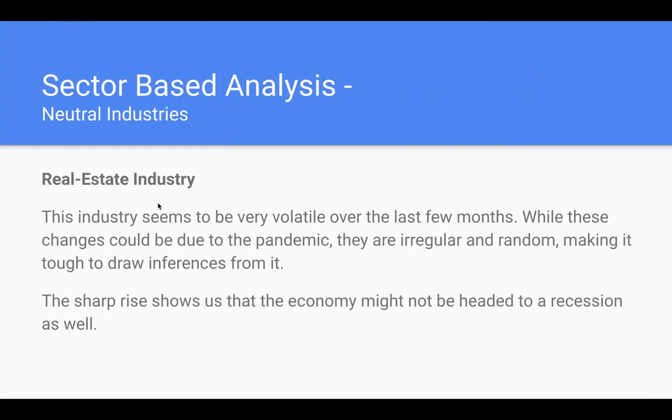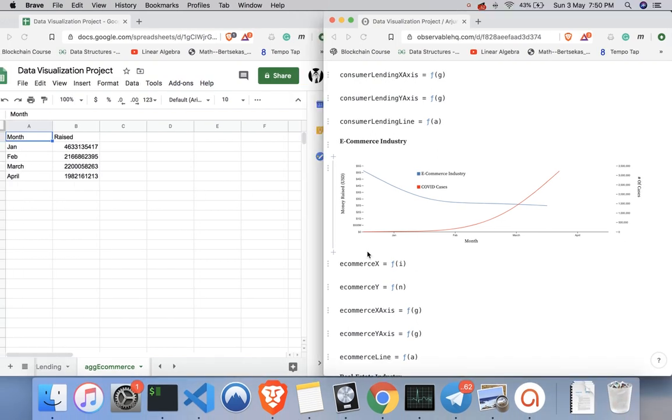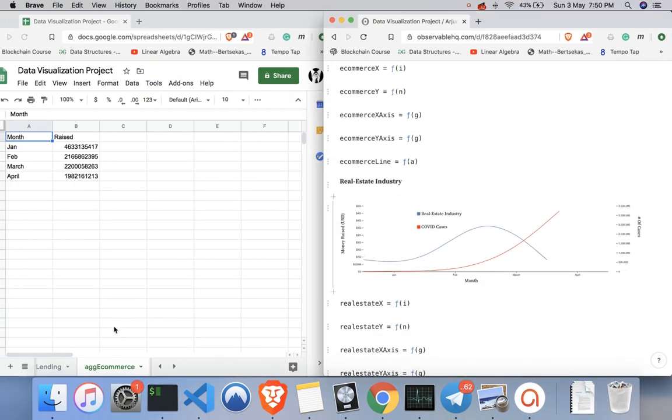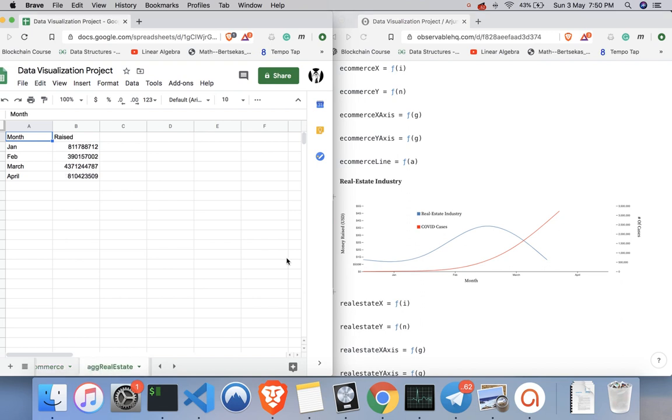Finally, we'll be taking a look at the real estate industry. Looking at the visualization, the first thing you can notice is how volatile, again, this sector is in terms of investments. One important thing to note is the sharp rise in investments occurring in March, almost quadrupling the previous investments. And again, an equally sharp plunge afterwards in the month of April as the number of COVID cases have increased.